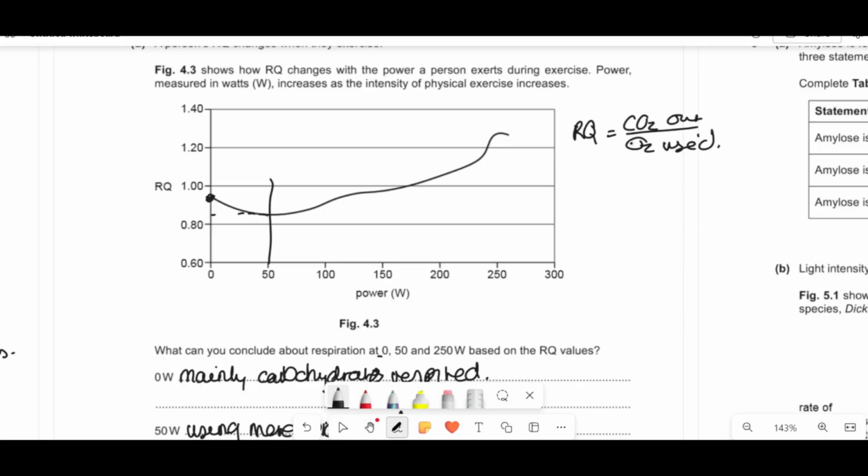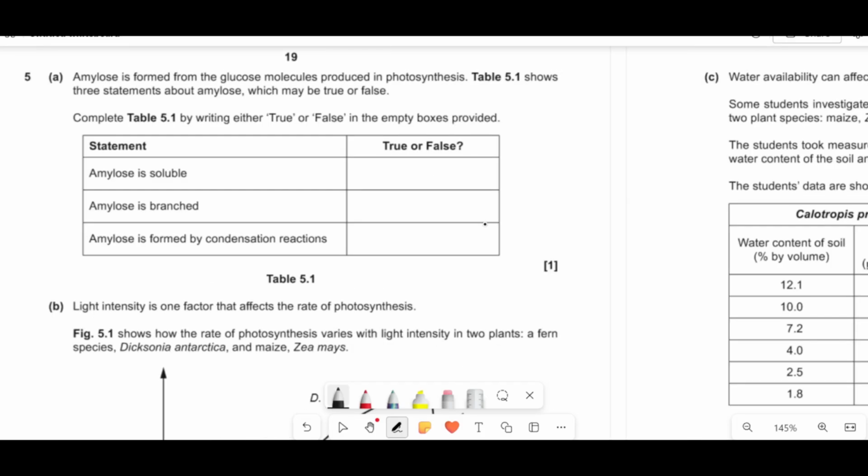So we're having to use aerobic and anaerobic respiration, because it's not like you just switch over to the other, we're using both, right? So if we're doing that, we're shoving out way more CO2 than we have O2 used up. There you go. So amylose is formed from the glucose molecules produced in photosynthesis.